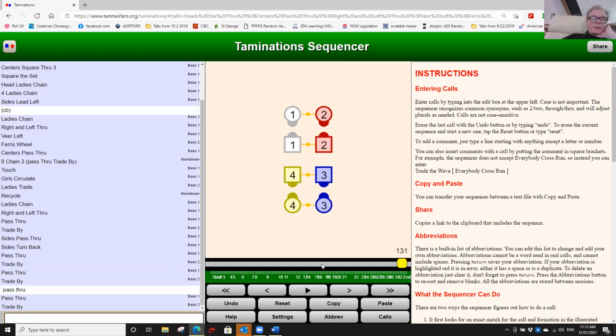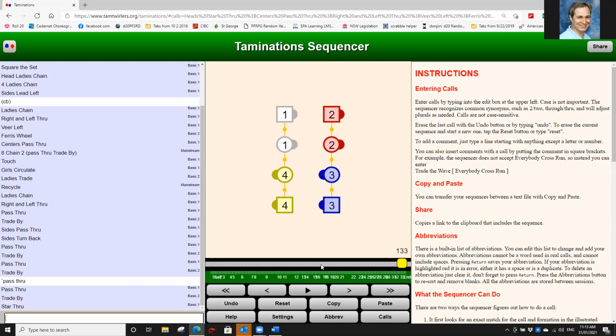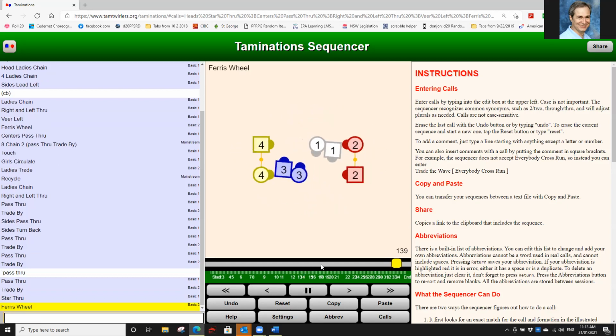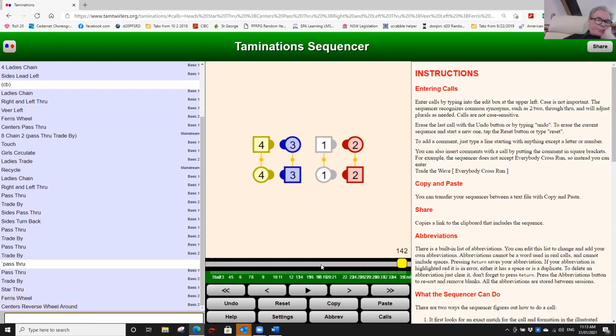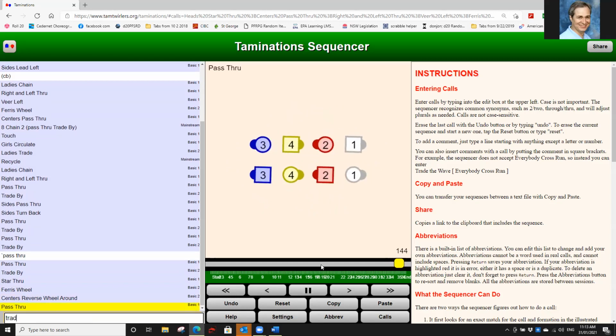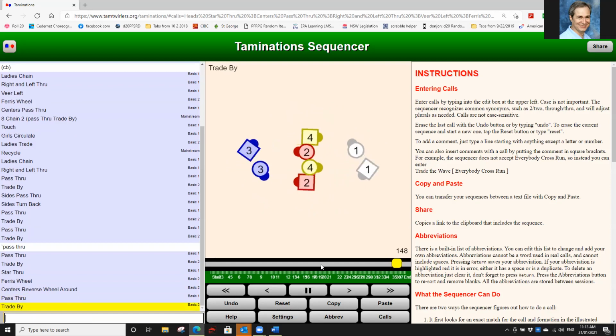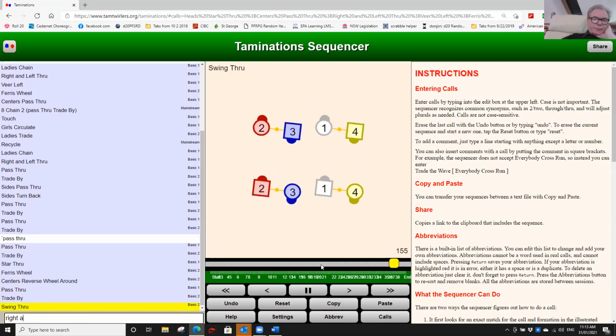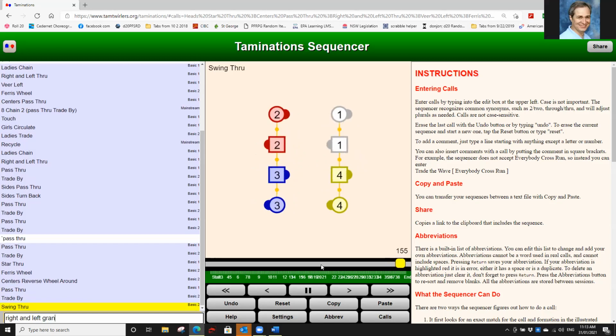All right, do this, Mel. Star through. Ferris wheel. Centers reverse wheel around. Then we're in the lead right box. Get out, swing through, right and left grand. Right. Okay. Pass through trade by. We're all looking at different people. The heads were looking at their right-hand lady, and the sides were looking at their corners.